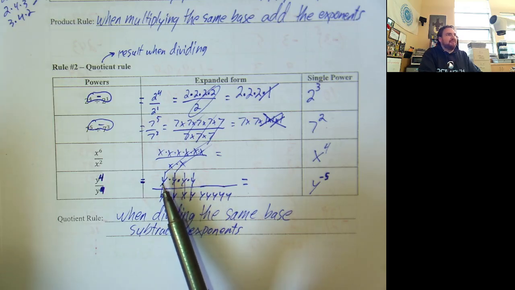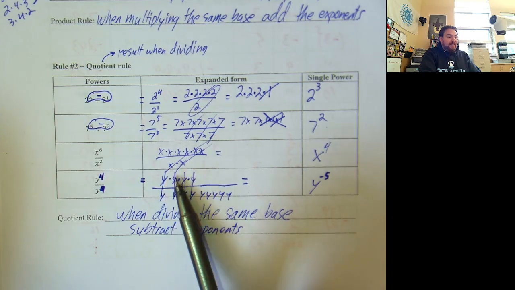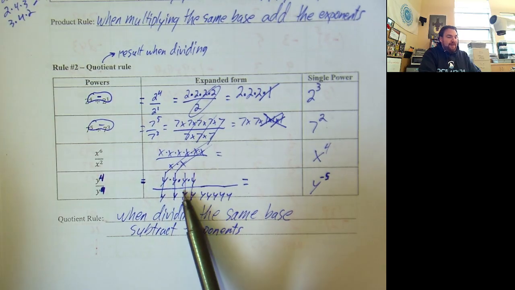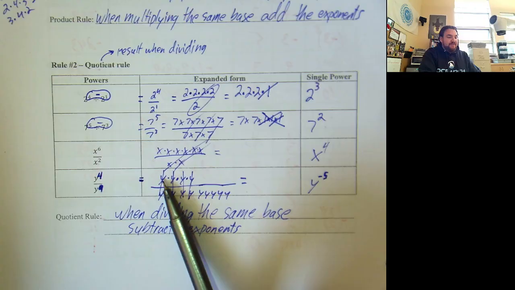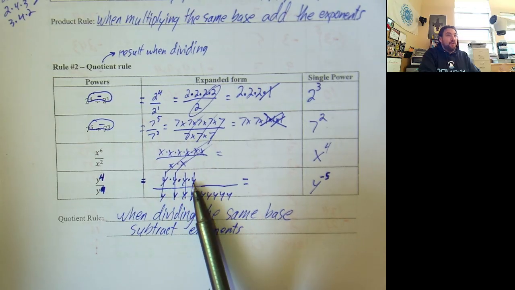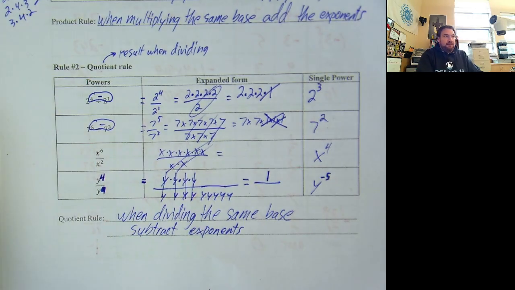No, who said nothing? How can we have nothing when Benita said that there's a bunch of 1s? Y divided by y is 1. Y divided by y is 1. Y divided by y is 1. And y divided by y is 1. 1 times 1 times 1 times 1 is? 1. When there's nothing else left, you have to put the 1 there.